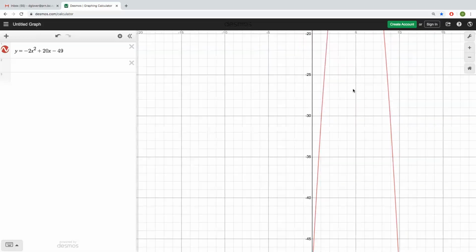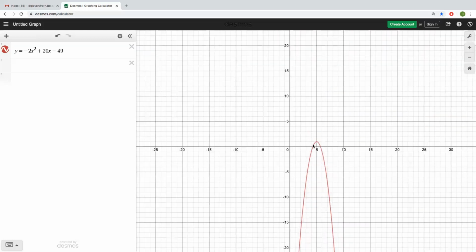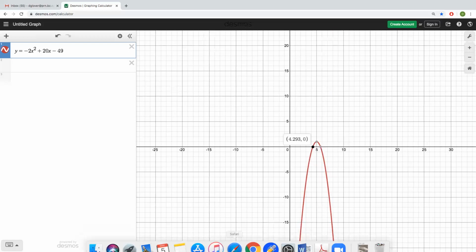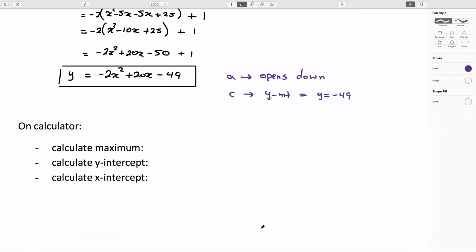So we can now go and write these out. It's actually 4.3 and 5.7. So we have a maximum value at y equals 1. We have a y-intercept at y equals minus 49, and we have two x-intercepts. We have one at x equals 4.3, and we have one at x equals 5.7. Okay.